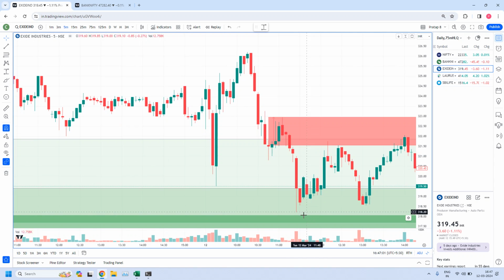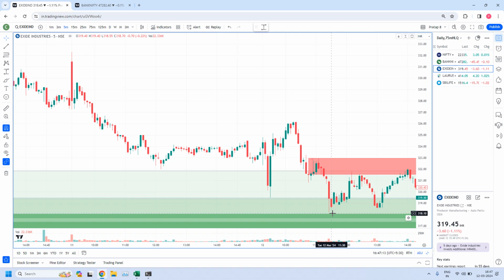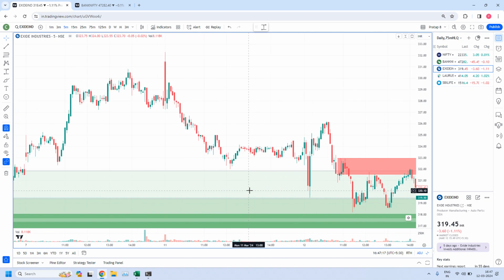But you may say, but it didn't exactly touch. Generally, what we do, we add some small buffer. This is only a 15 paisa gap. The gap is 15 paisa. Generally, what we do, 0.01% buffer we will add. 0.01% in general.